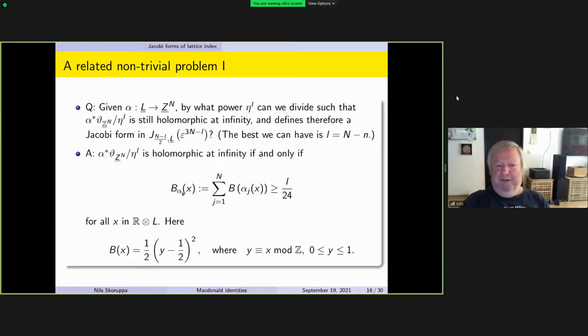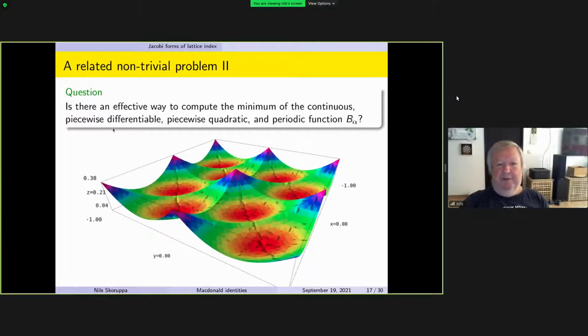I call this here B alpha x, this sum that we have here. And the bx that you see here, that is this function here. So it's essentially like the second Bernoulli polynomial, up to some added factor, and then cut between 0 and 1, and then continued periodically, that we consider very often in number theory. So here's the definition that I gave here. So this is function beta of x. So this function beta alpha, if you have an embedding, is a function that I put here as one example, which is piecewise differentiable, of course, piecewise quadratic. It's periodic, right? And it just might look like this.